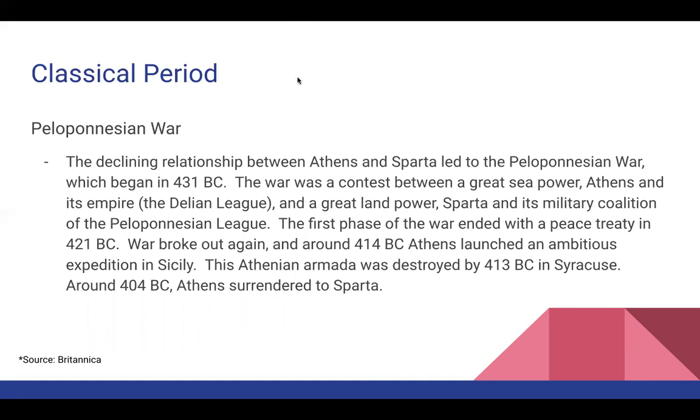The first phase of the war ended with a peace treaty in 421 BC, but war broke out again around 414 BC. Athens launched an amphibious expedition in Sicily. This ended in disaster as the Athenian fleet was destroyed by 413 BC, and around 404 BC, Athens surrendered to Sparta.